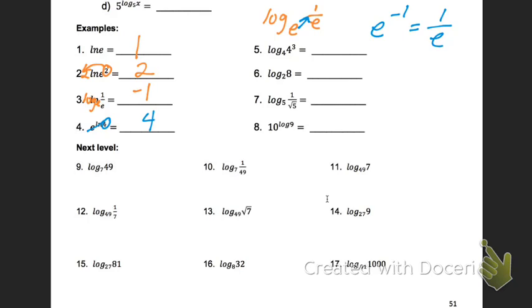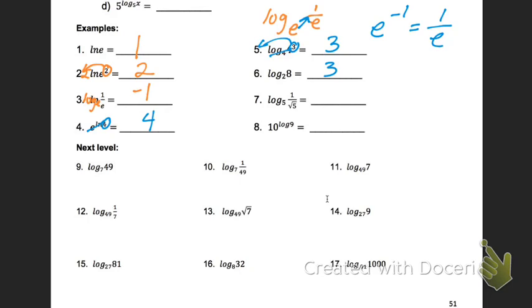Okay, what about number 5? 3, because the 4's cancel. So this 3 jumps out, and then 3 again. Okay, what about 6? 3 again, good, because to get from 2 to 8, you raise it to the third power.